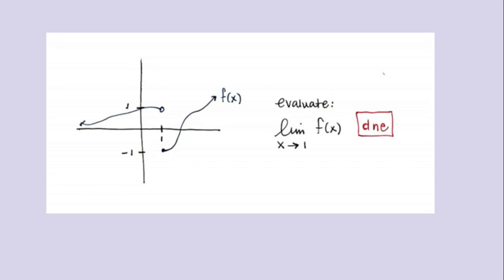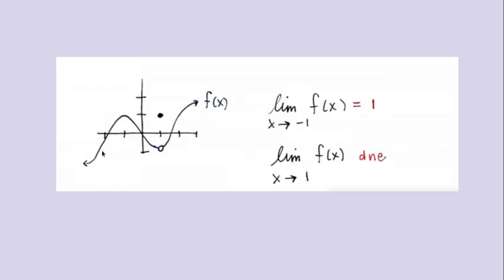On my screen here, I have a graph, and I want to evaluate this. I want to find the limit of the function as x approaches 1. So as x approaches 1 from the left, I'm getting pretty close to positive 1. As the function approaches 1 from the right, I'm getting pretty close to negative 1. Those two values are not the same. So this limit cannot be evaluated. We say DNE for does not exist.